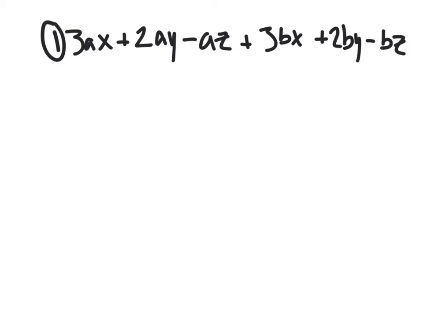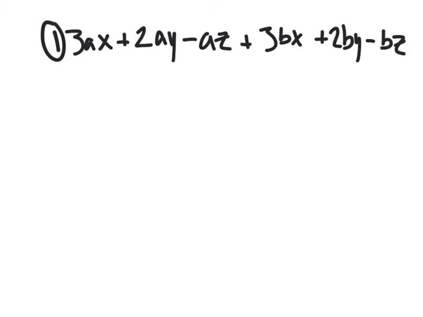So, let's look at this. Is there anything in common in all 3 or in all 6 terms? Or the AX, AY, AZ, BX, BY, BZ. There's not even A's in all of them. But what do you guys notice when I look at these terms? The 3AX, 2AY, AZ, BX, BY, BZ. What do you guys notice?